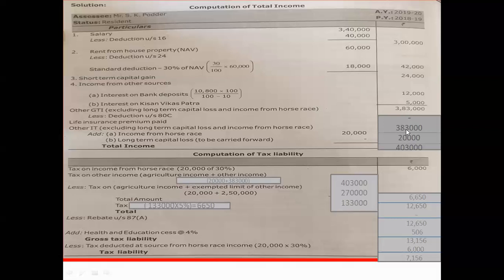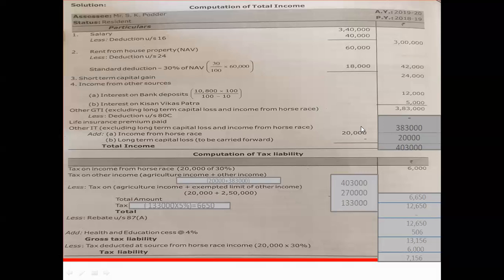So the balance amount, that is 3,83,000, will be called other total income, excluding long-term capital loss and income from horse race. Now we need to add back the casual income, that is income from horse race. It is given in gross amount, so we are going to take the 20,000 directly. Long-term capital loss cannot be taken as income because it's a loss. We need to check whether it can be adjusted, but long-term capital loss can be adjusted only against long-term capital income. There is no long-term capital income, so it should be carried forward. So long-term capital loss to be carried forward, nil. So 3,83,000 plus 20,000, the balance is 4,03,000. That is the total income.